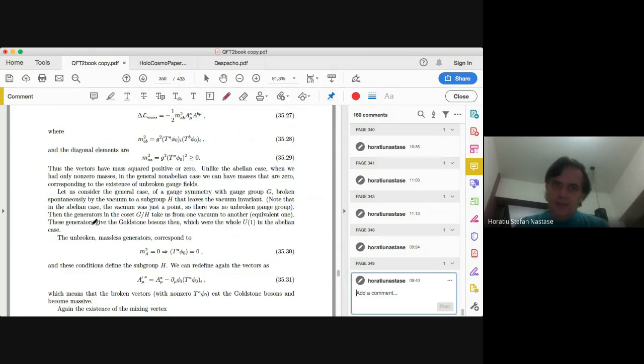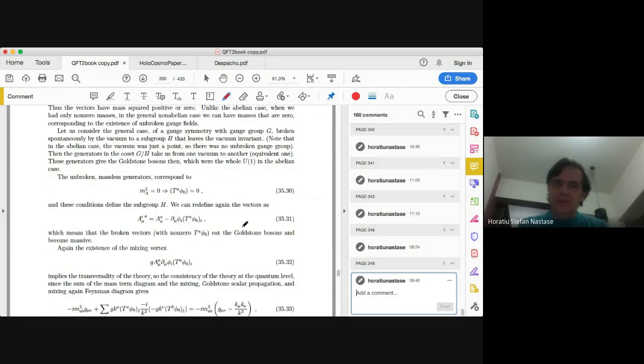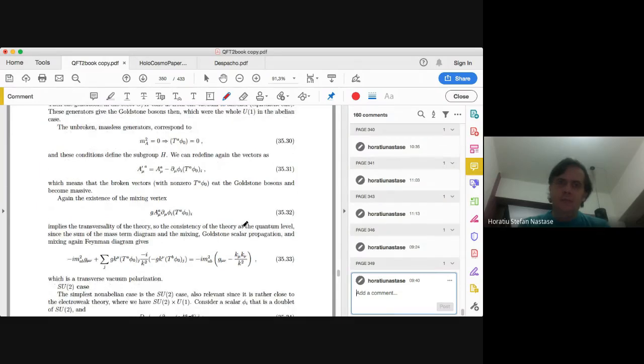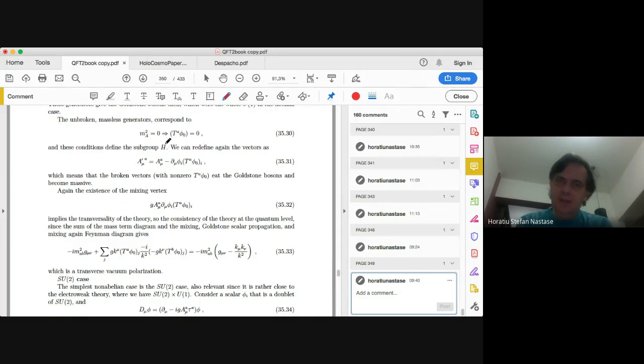So these unbroken generators in the coset give rise to the Goldstone bosons. These are the massless vectors. Now, in the case of D1, this was the whole vector. So these unbroken massless generators correspond to, if m squared A is 0, then T^A phi_0 is 0. So this condition defines the group H.